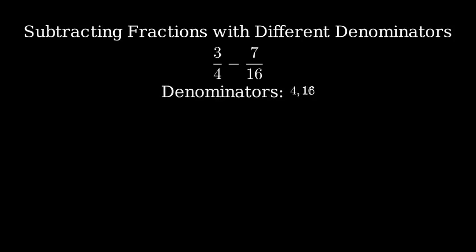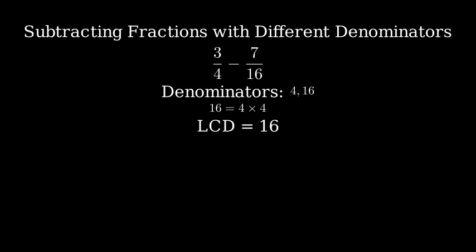Let's learn how to subtract fractions with different denominators. Our problem today is 3/4 minus 7/16. Before we can subtract these fractions, we need to find a common denominator. Looking at our denominators, we have 4 and 16. Since 16 is equal to 4 times 4, 16 will be our least common denominator.